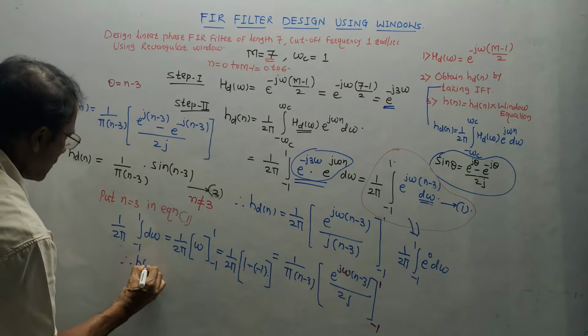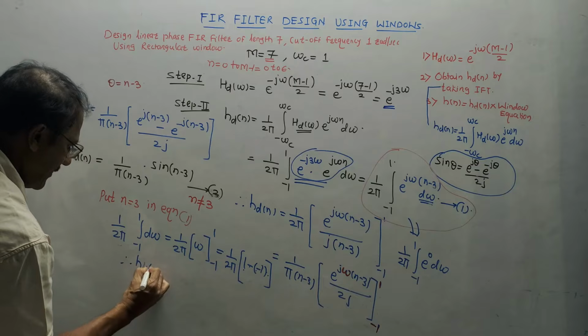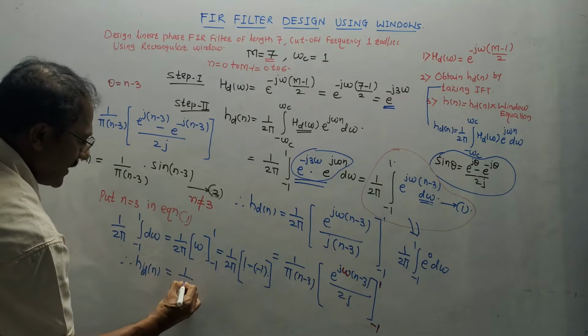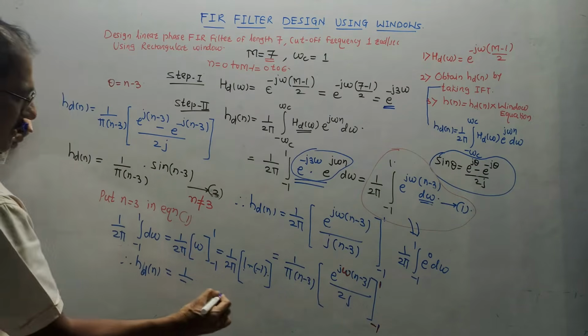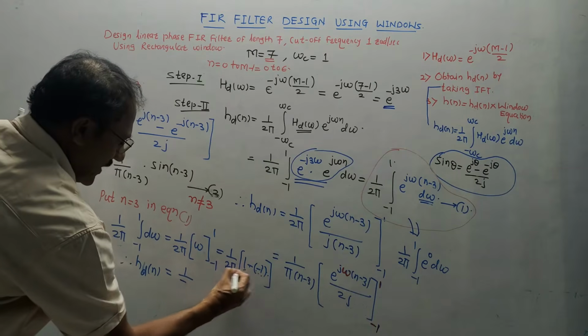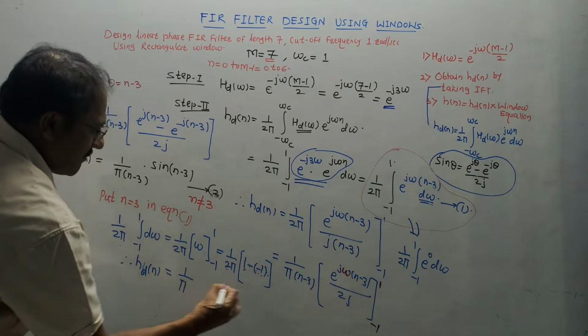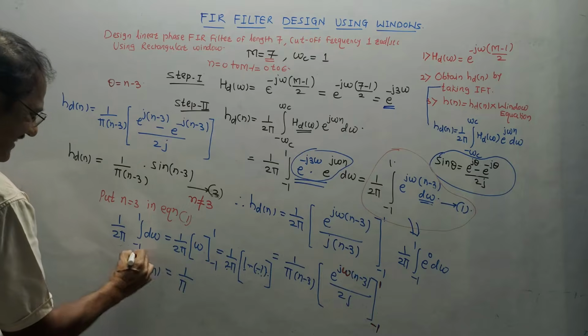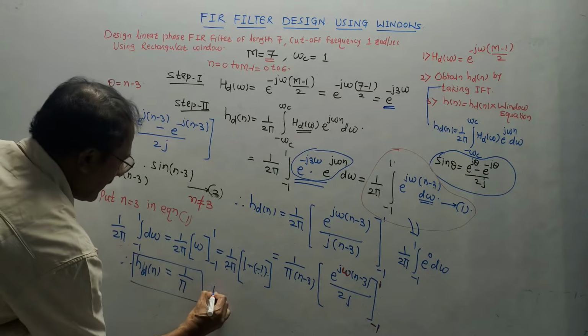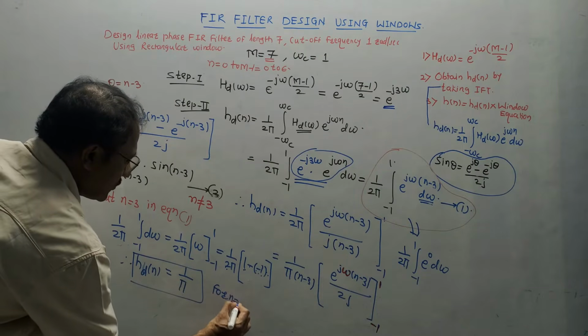This 2 and 2 get cancelled. So hd of n is equal to 1 by pi. So this is the answer for n equals to 3.